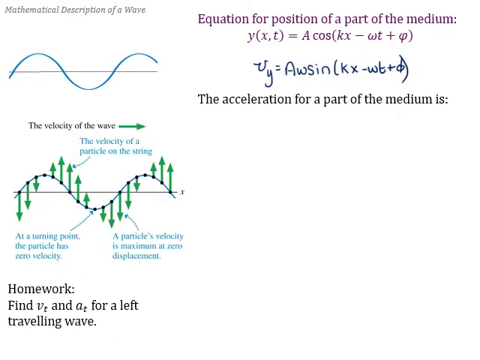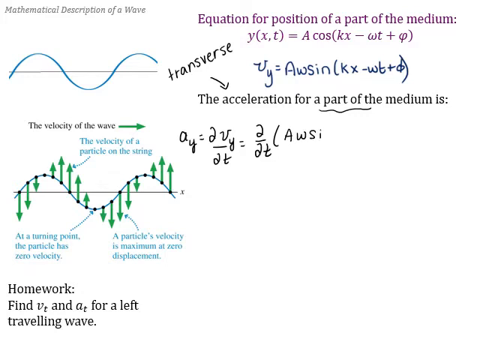So we just found the velocity of each bit of the string. We could also find the acceleration for a part of the medium. This would be called the transverse acceleration. So that's the acceleration of each bit of string going up and down. We know that velocity is the derivative of position. Acceleration is the derivative of velocity. So we're doing d by dt. Again, we're taking the partial derivatives of A times omega times sine of kx minus omega t plus phi.